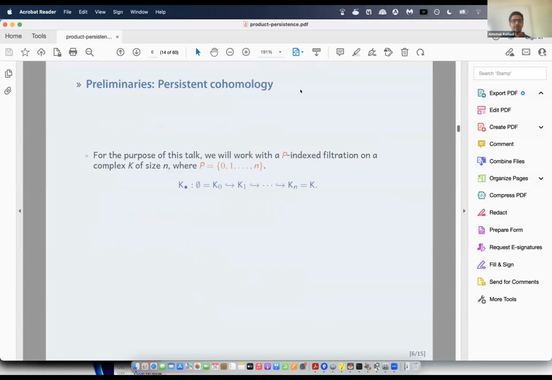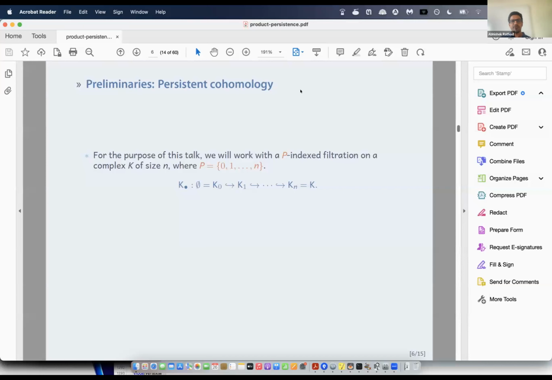Let me now also briefly recall some preliminaries of persistent cohomology. I assume everyone here is familiar. I just want to say that for the purpose of this talk, the poset that we'll be considering will be the poset defined on indices 0 to n. In the paper, we use posets which are like integers or reals, but I just wanted to keep the notation simple. So here we just consider this poset.